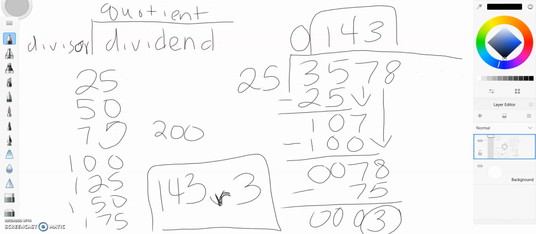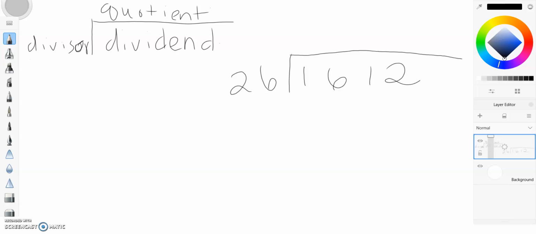So let's try one more thing. All right, guys, you're going to be doing this one on your own. You're going to be putting the quotient in the comments down below, or you can send them as a message on Seesaw, whichever one is easier for you guys. So our dividend is 1,612. Our divisor is 26, and we still have to find our quotient.